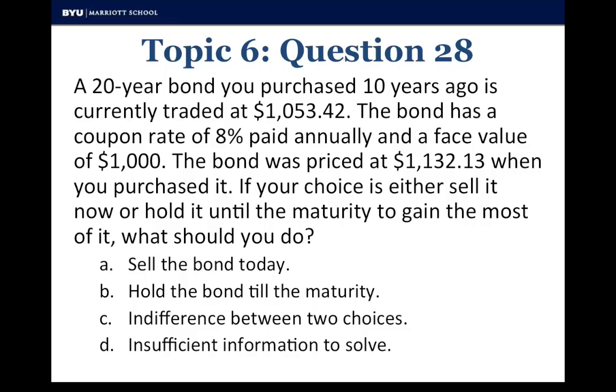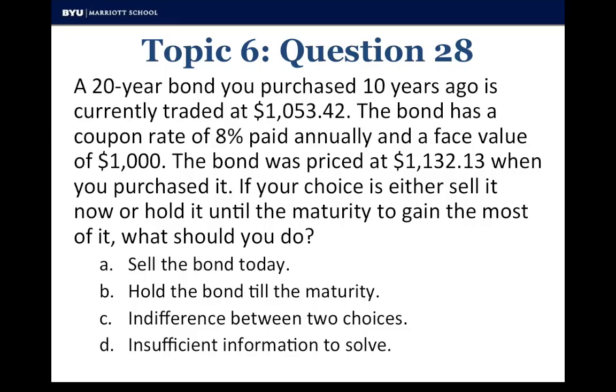The question is asking the following. A 20-year bond you purchased 10 years ago is currently traded at $1,053.42. The bond has a coupon rate of 8%, paid annually, and a face value of 1,000. The bond was priced at 1,132.13 when you purchased it. Your choice is either sell it now or hold it until the maturity to gain the most of it.